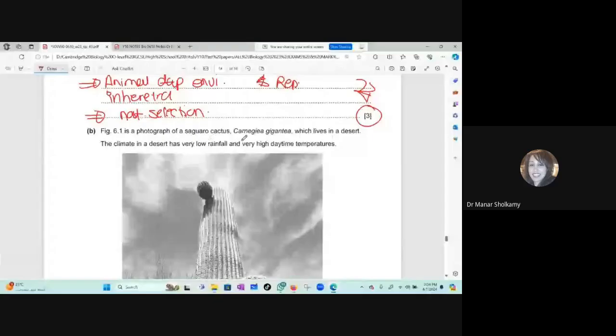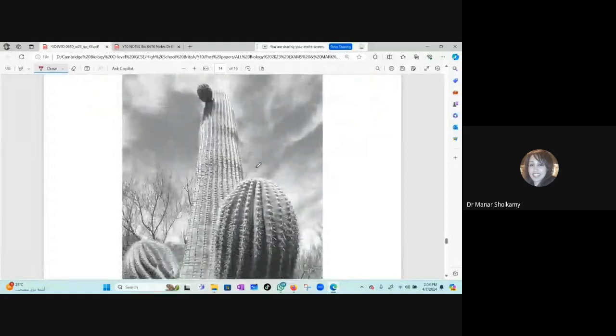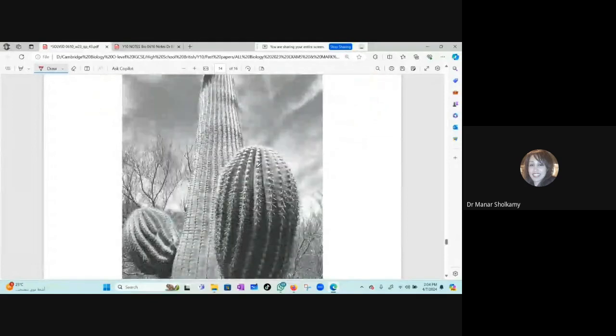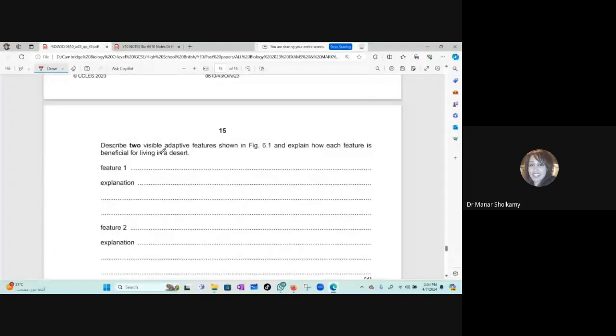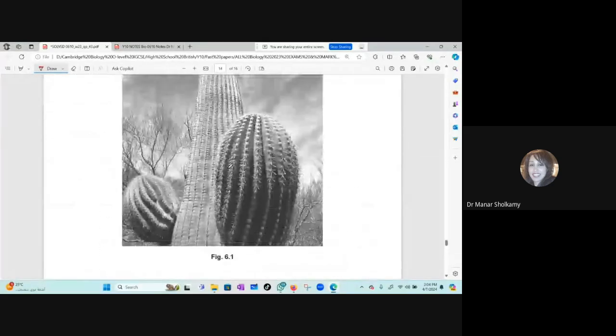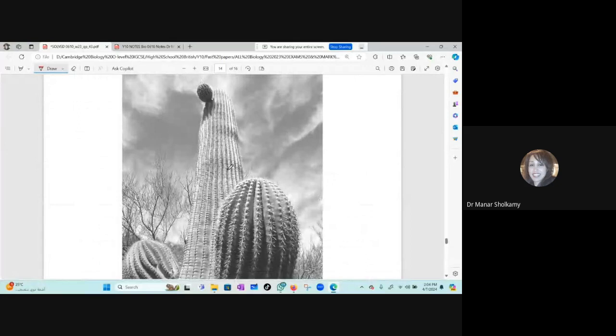Okay. The climate in the desert has very low rainfall and very high daytime temperatures. So they're giving you here a big picture of the cactus. And then describe 2 visible adaptive features shown in this figure and explain how each feature is beneficial for living in a desert. So go and point out 2 things that you can see with your own eyes that will help this plant to live in the desert.